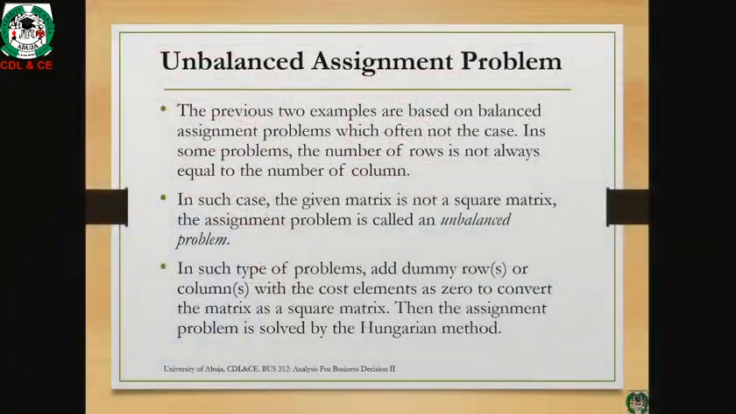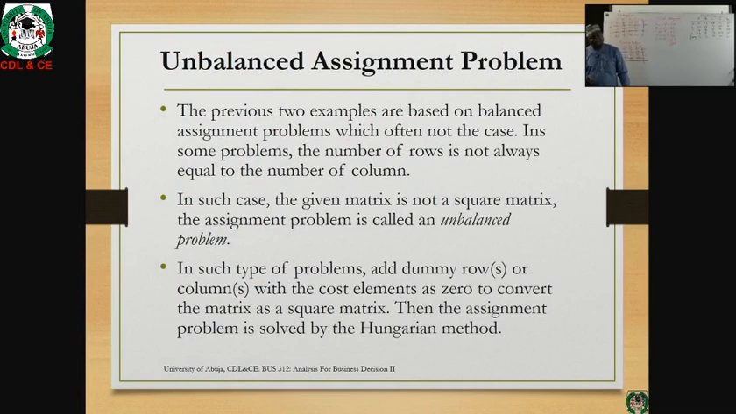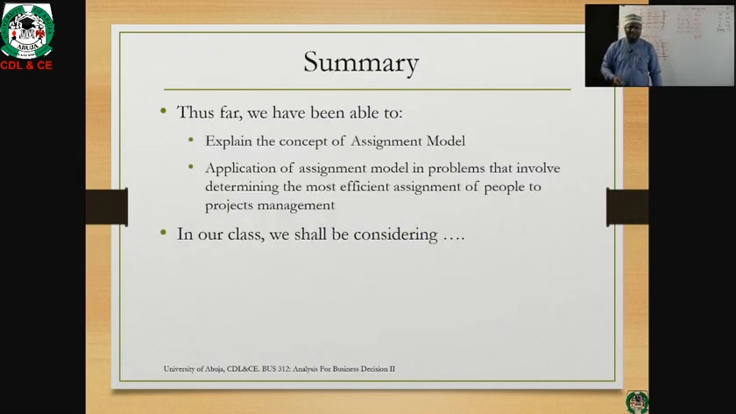So in a nutshell, the assignment problem, what has it taught us? It has taught us one fundamental fact: the process of how to optimally assign things or people to various tasks in such a way that we minimize costs and maximize revenue. So on the backdrop of this, the summary of what we've learned so far: we've explained the concept of assignment model, we've looked at the various applications of assignment model that involve efficient allocation of things or people to various tasks or projects.